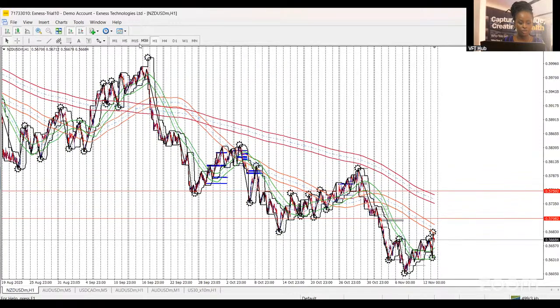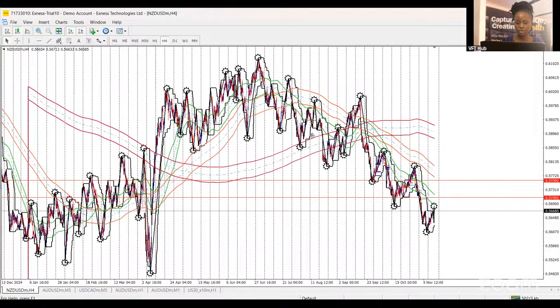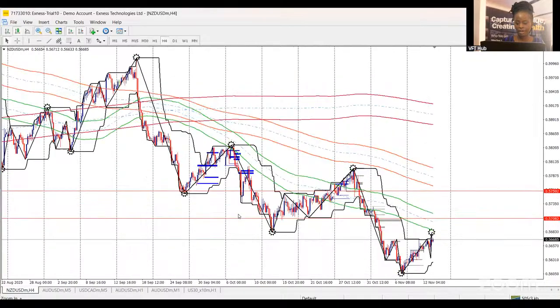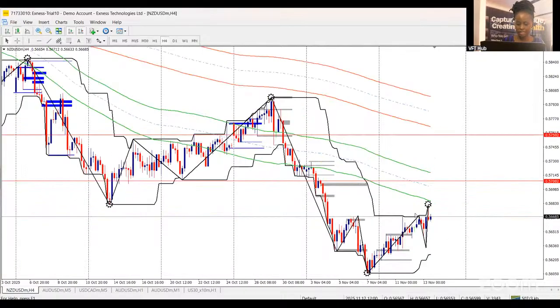For NZDUSD now, let's go to the H4. So on H4, we saw sunshine printed, so we expected price to retrace. The sunshine was here as at this morning's analysis. It gave this deep retracement and said to buy. Remember I told you sunshine retraces. So it's pushing upward now.